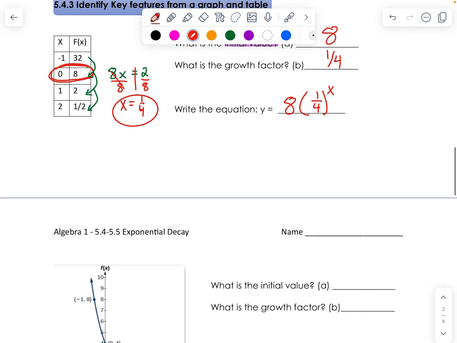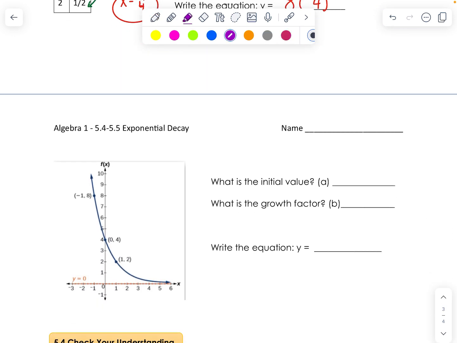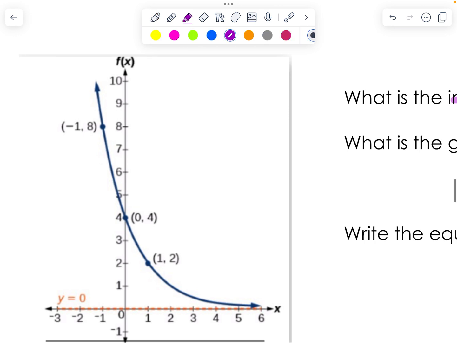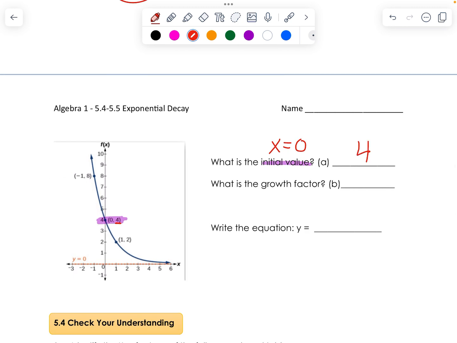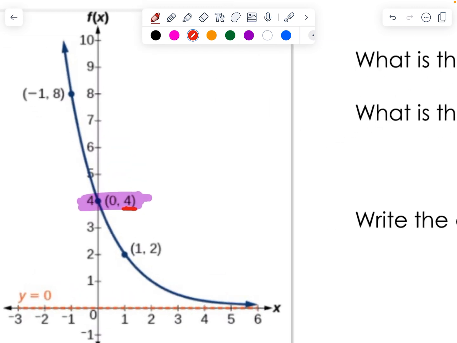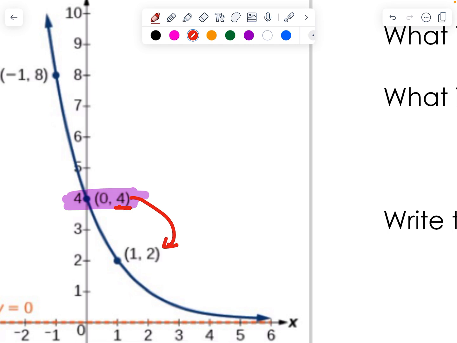Okay, let's try this from a graph. So same idea, the initial value is when x is 0. And x is 0 right here. So our initial value is the y value, so the 4. To get our growth factor, we're going to ask ourselves 4 times what equals 2? We start at 4. The next number to the right is 2. To solve this, we would divide by 4.